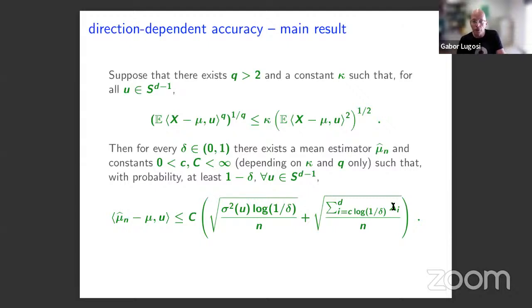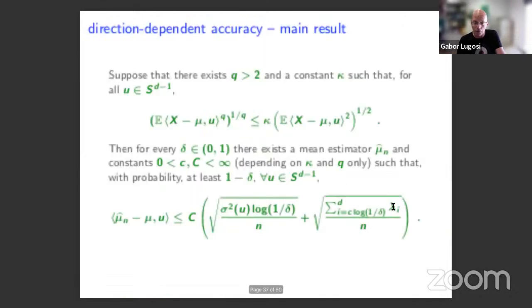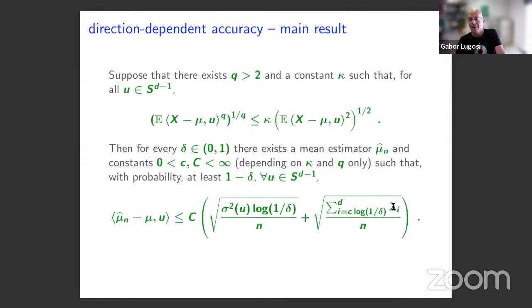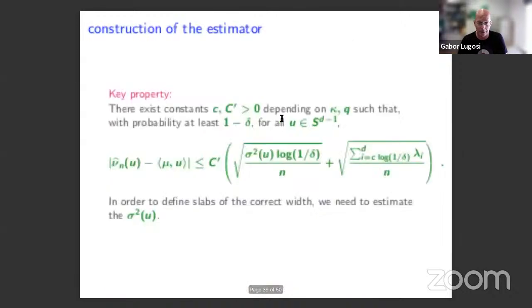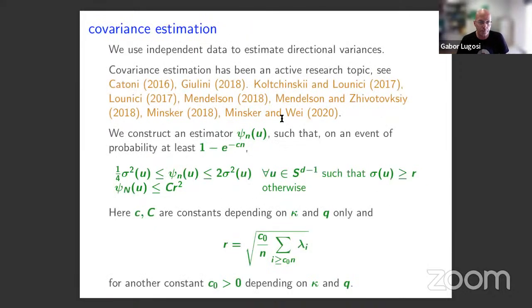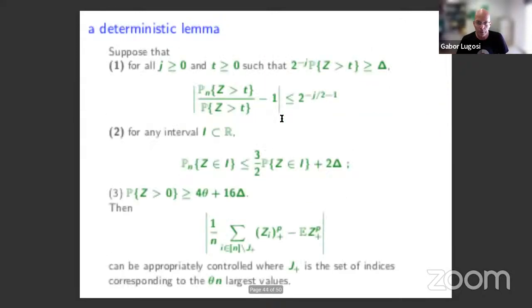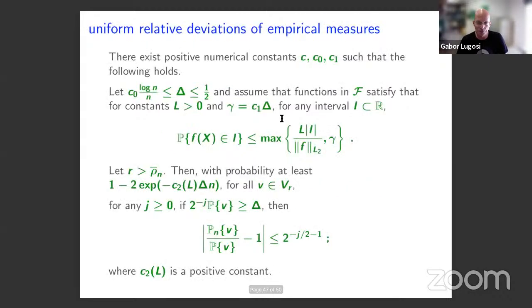Now, since I'm running out of time, I will not spend time on explaining what the estimator looks like. And of course, I cannot talk about the proof. Let me just say that the estimator is a version of the trimmed mean estimator, where in each possible direction we need to compute the trimmed mean, and also we need to somehow estimate the variances in all directions. And that is why we need this extra assumption that one can do that. So let me skip this. And of course, this was way too optimistic to prepare slides about the proofs.